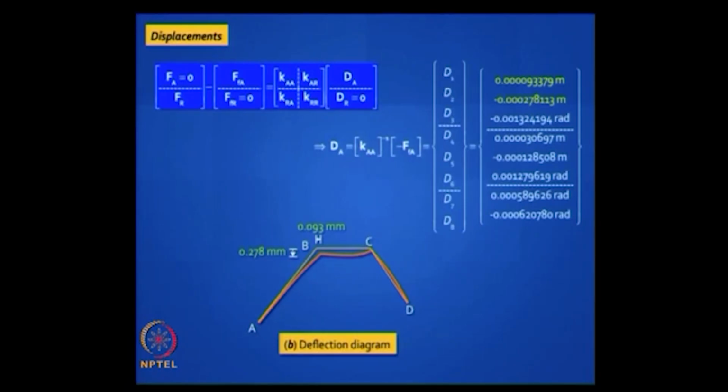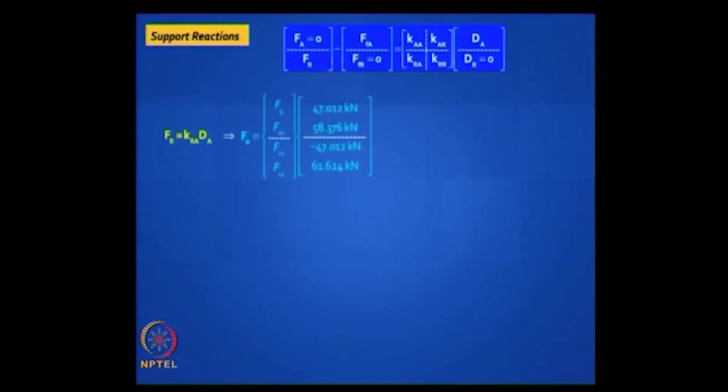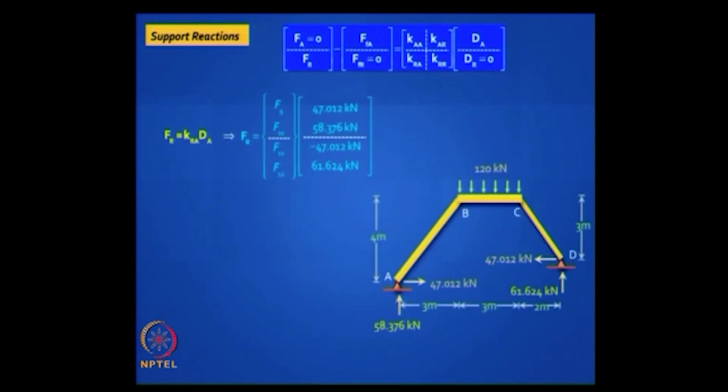So a sketch would look like this. So imagine you have this 2 hinged frame, bent frame with a UDL on BC. This is how it is going to deflect, and the deflections are very small, 0.093 mm to the right, that is a sway at B, and a vertical deflection of 0.278 mm, which is extremely small, okay. Right, so you have got this, and then you can find your support reaction, solving the second equation, interpret those results, check equilibrium.